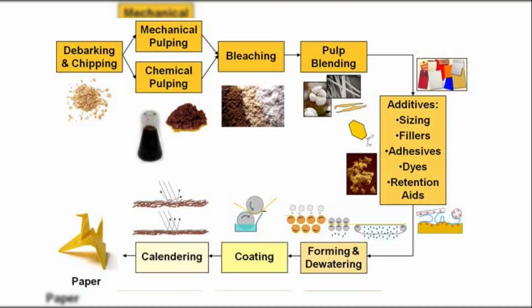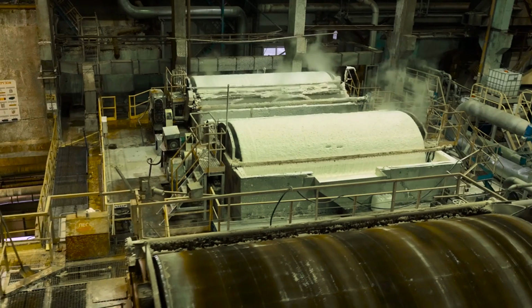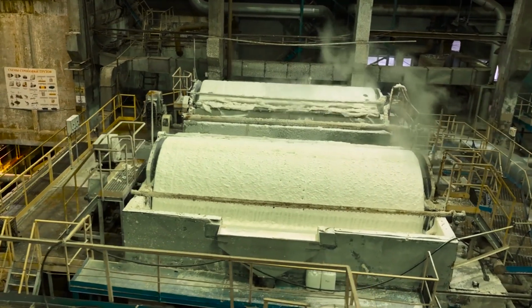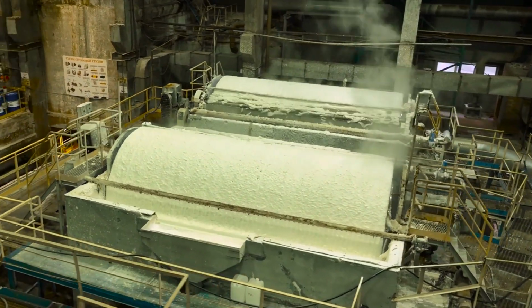Once the wood chips are prepared and standardized, the process moves into the most transformative stage, where solid wood is converted into individual fibers, because paper is essentially a network of cellulose fibers bonded together, and the way these fibers are separated determines the strength, appearance, and durability of the final product. There are two primary pulping methods used in industry: mechanical pulping and chemical pulping, and each of them produces fibers with very different characteristics.